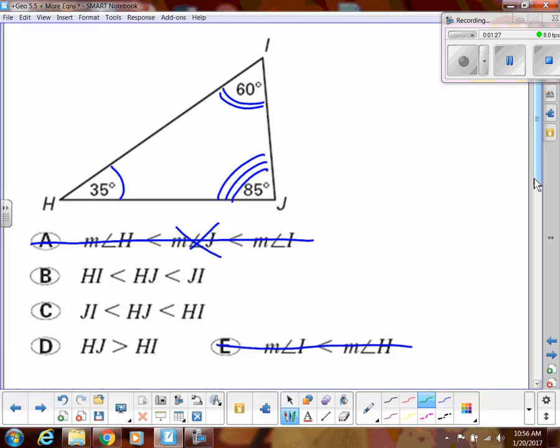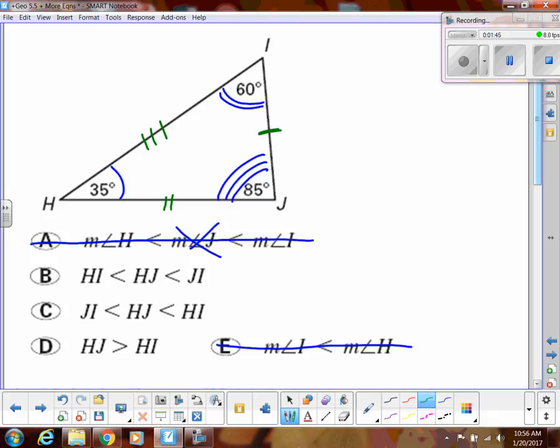The side across from 35 would be the smallest. The side across from the 60 would be the medium size. And the side across from the 85 would be the largest. So I ranked them with my tick marks: 1 is small, 2 is medium, 3 is large.